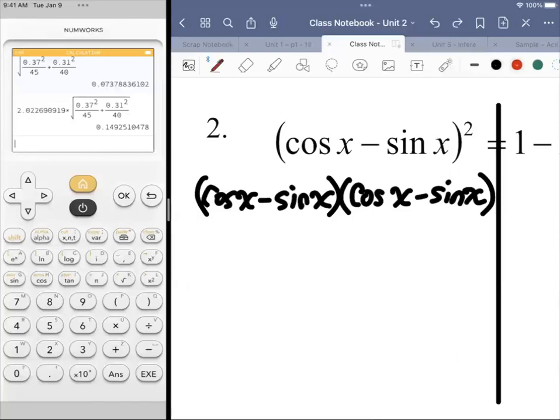All right, so I'm going to apply the distributive property. So FOIL method, maybe you learned it that way. Some people call it double distributing. Some people just call it distributing because that's really all it is.